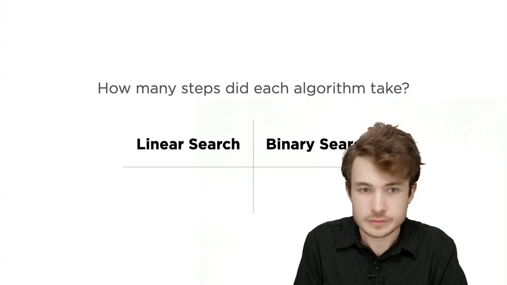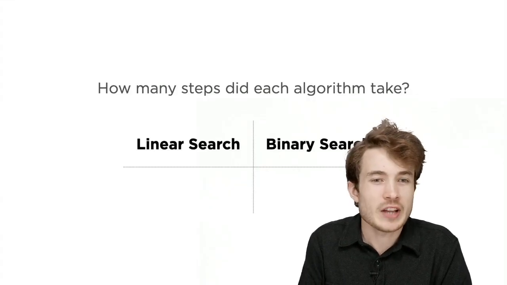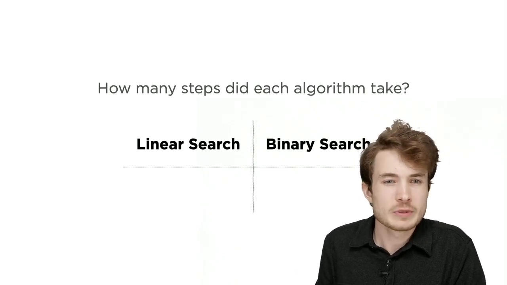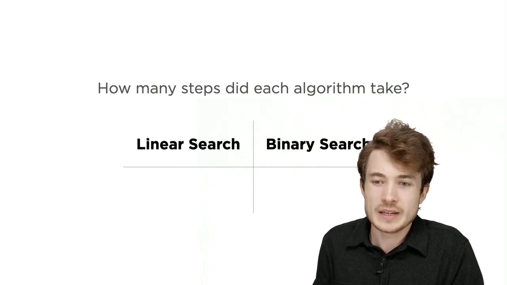So we have two algorithms here, one called linear search and one called binary search, but it's also worth thinking about how we can compare them. So let me ask you here, how many steps did each algorithm take? If you can think back, just in terms of a plain old number of steps, how many did each take?